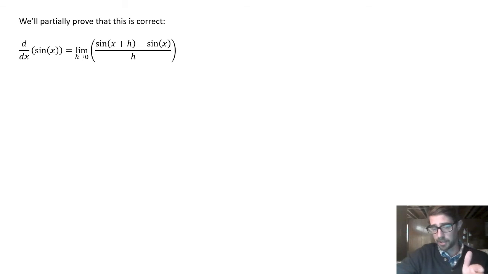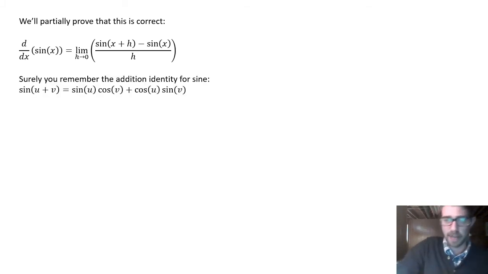The limit as h goes to 0 of sine of x plus h minus sine of x over h. Sine of x plus h, that doesn't split up into sine of x plus sine of h. There's no way to factor the top. There's no way to conjugate it. Here's what you do.